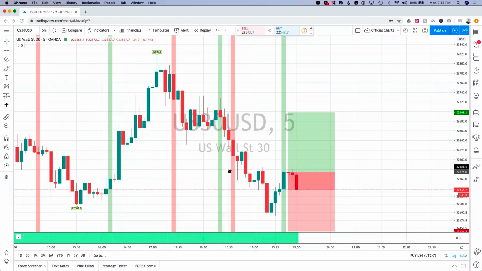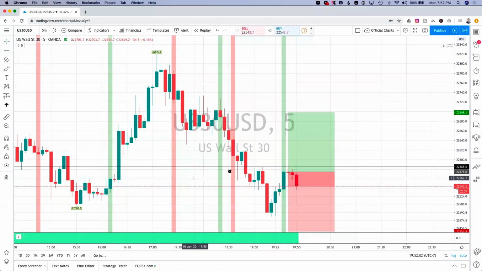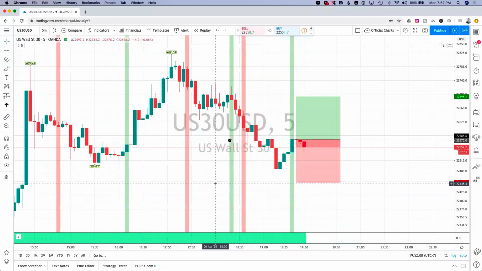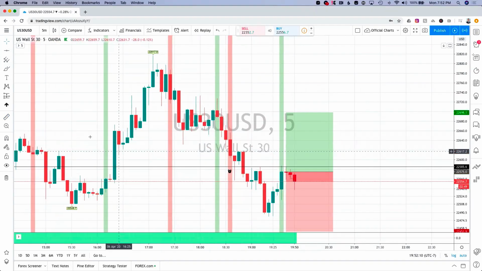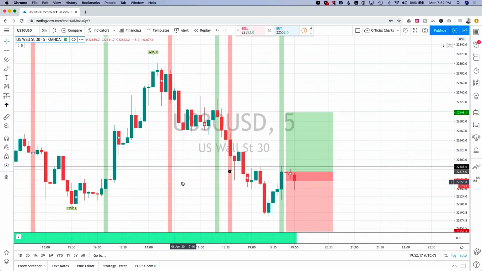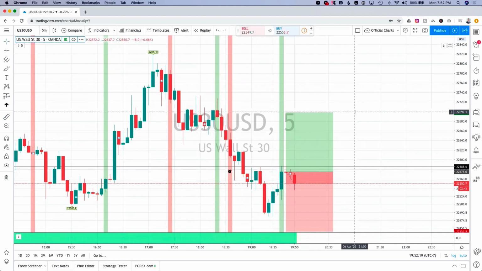I hate Tokyo session. It's not that bad. It looks like it's moving a lot because we're on the 5-minute chart, but it's only moved like 300 pips. Feels like it's been moving for a long time.